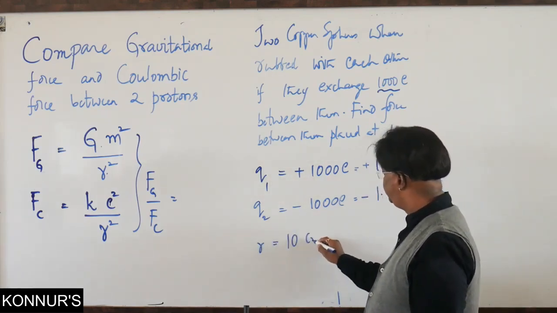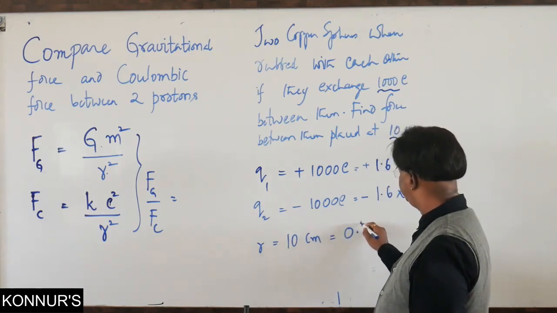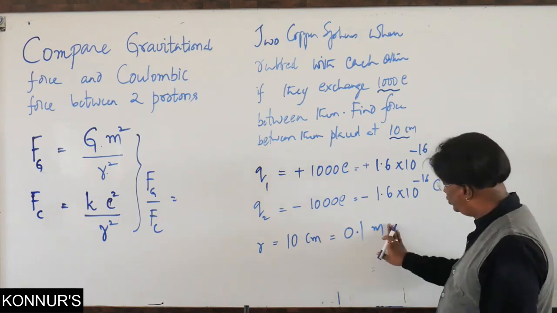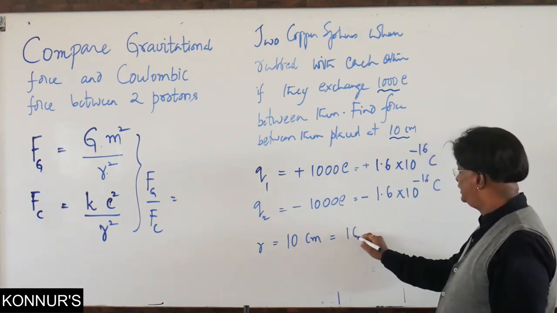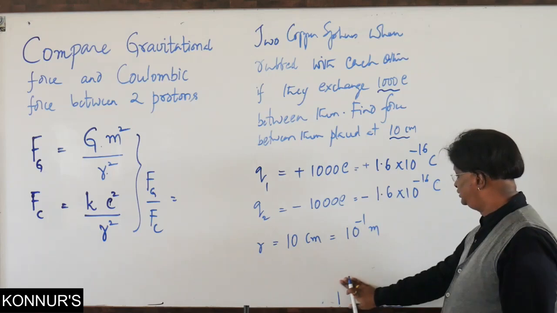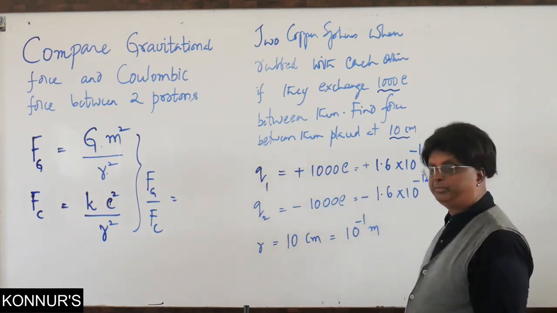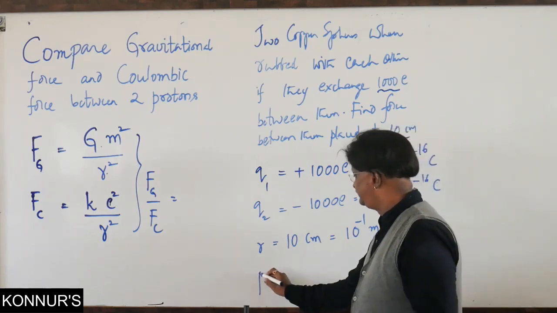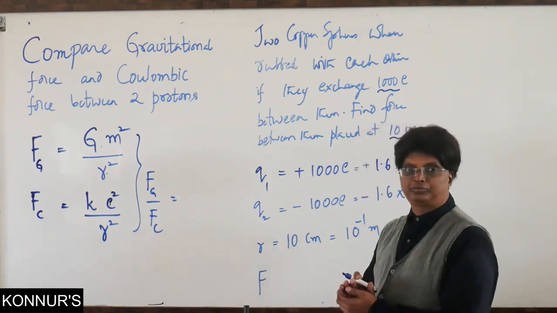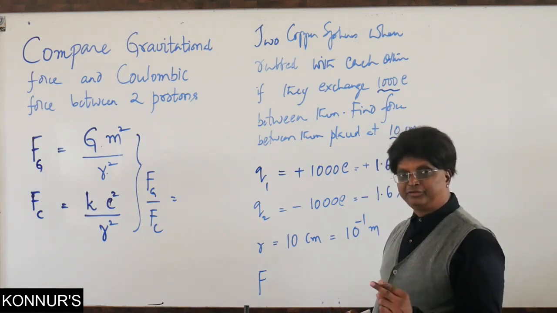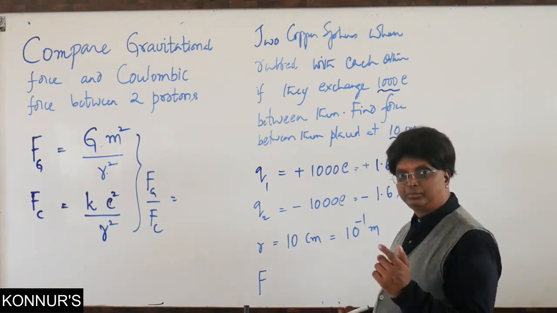Remember, everything we need to convert into SI units, that is 0.1 meter, 10 raised minus 1 meter. Now what remains is substitution and a small multiplication and division. F is equal to K Q1 Q2 by R square. Remember, charges, distance between them, F equals K Q1 Q2 by R square.